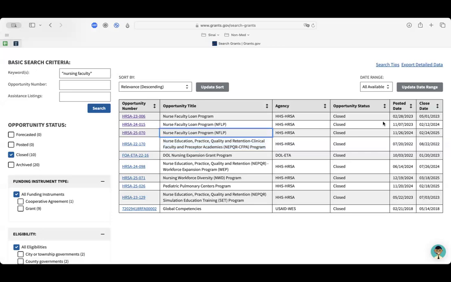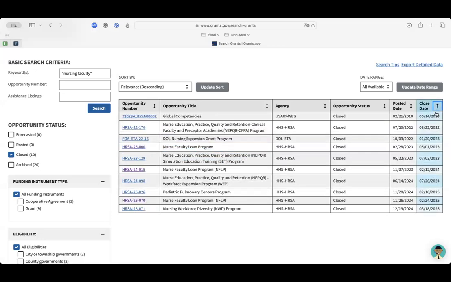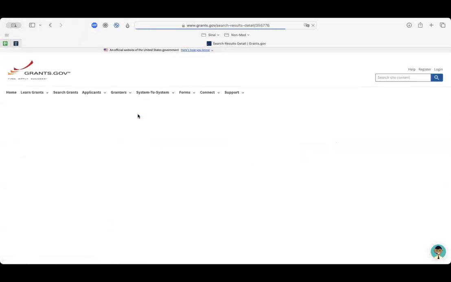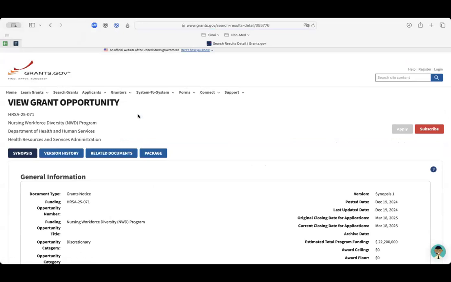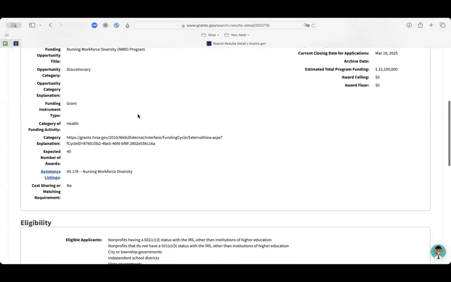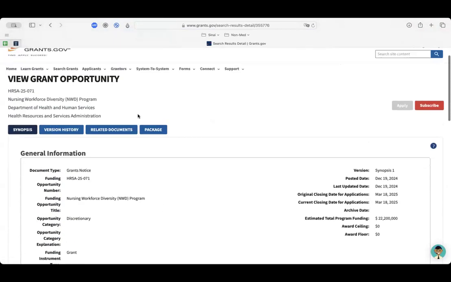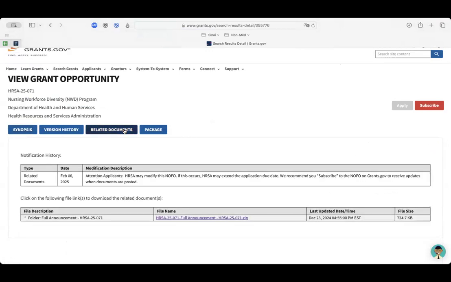Now, if we were to click through this, I would say sort this by closing date so you can see the most recent relevant thing. And you might notice, hey, there's this nursing workforce diversity program. If I am running a program where I'm interested in using the nursing faculty loan program to, in substance, increase the program financial aid, well, you also might be interested in looking at this, where if we look at related documents, we can see an announcement there.